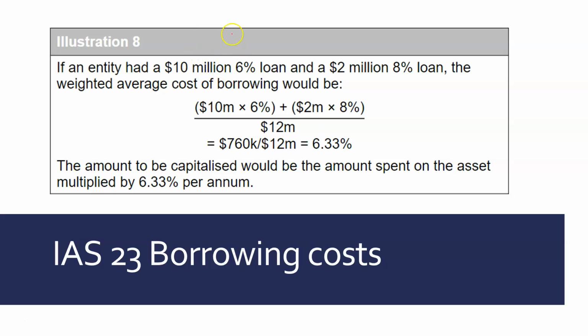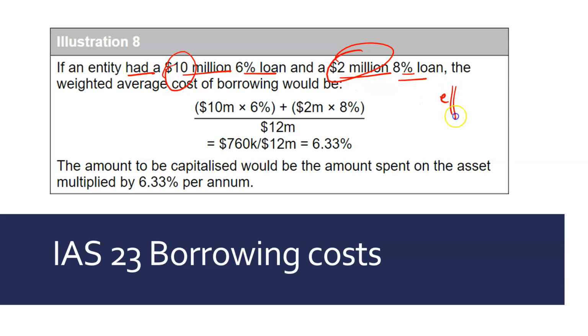So for example, if you've taken out two loans and your first loan is for 10 million, a 6% loan, and your second loan is for 2 million at 8%, we can work out a weighted average, which is an average based on size, because you can see you have two loans that are different in size and they have two different interest rates.